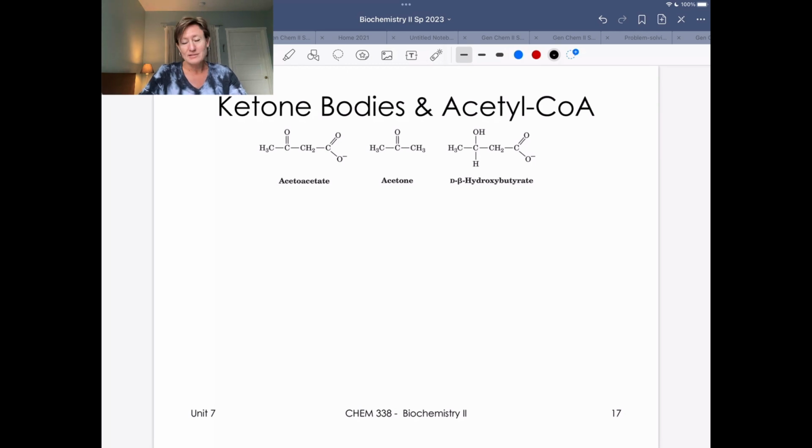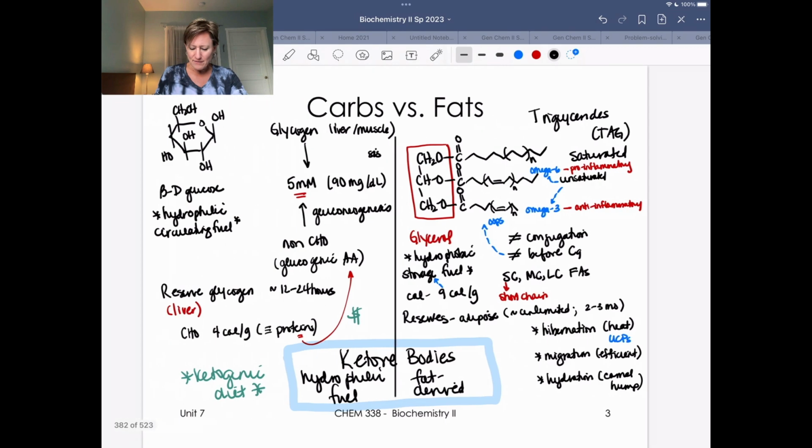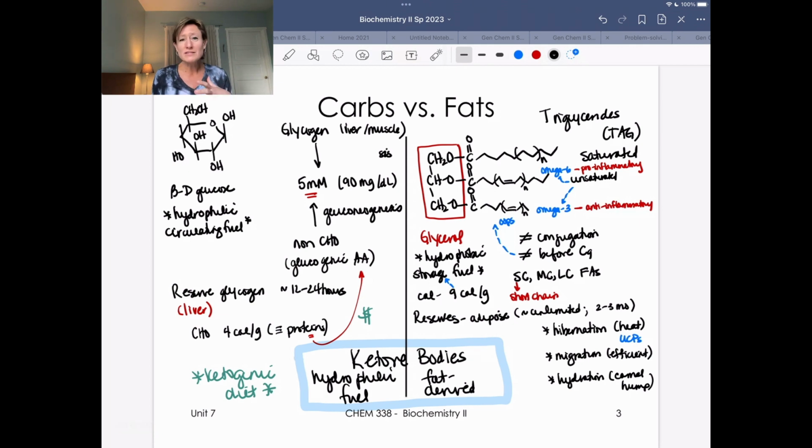So, ketone bodies and acetyl-CoA. I hope I convinced you with this slide and this discussion that there are two main pots we have for fuels. We have hydrophilic circulating fuels, for which glucose is kind of the gold star, if you will. And then we have hydrophobic storage fuels, for which triglycerides are kind of the moneymaker, largely because we can pack so much energy into such a small space.